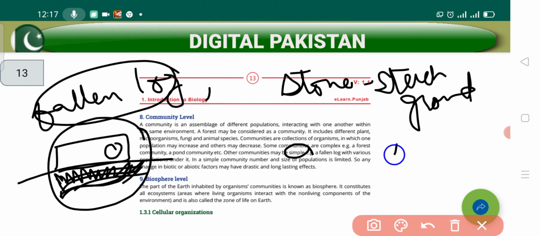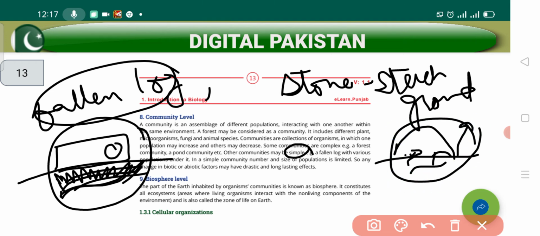Similarly, let's suppose there is a stone on the ground. If you pick up the stone, you are going to find many ants there: the population of the ants, the population of the insects, the population of the worms. So this is also a simple community. Some communities are very simple.